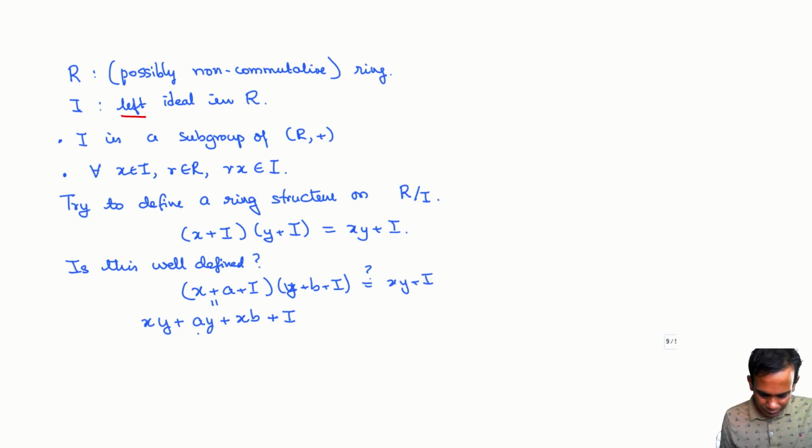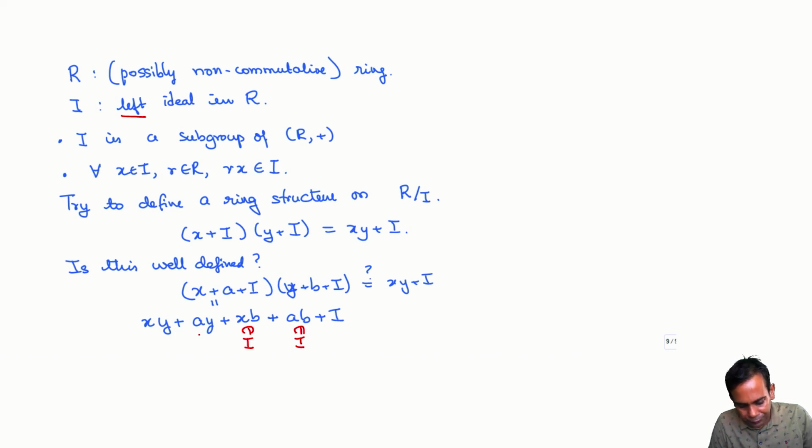Now I is a left ideal, so that means that this thing is of course in I. We have one more term here, a times b. Since b is in I, ab is in I. Since b is in I, xb is in I. But we do not know that ay is in I. So if ay is not in I, then this can go wrong.